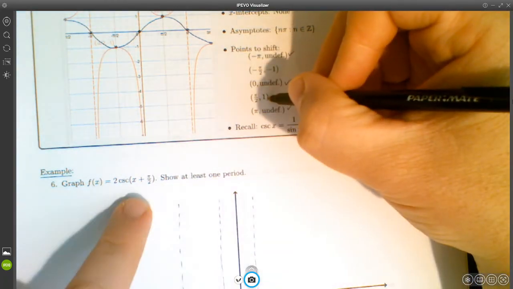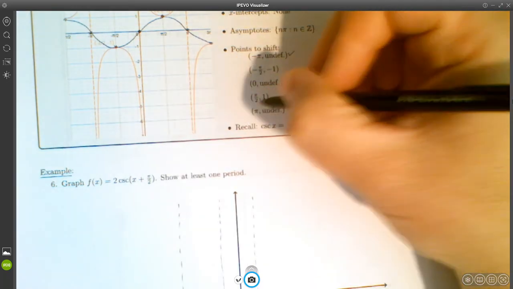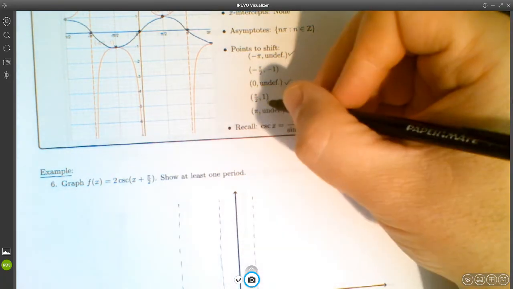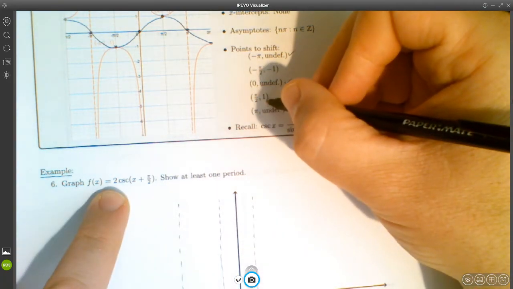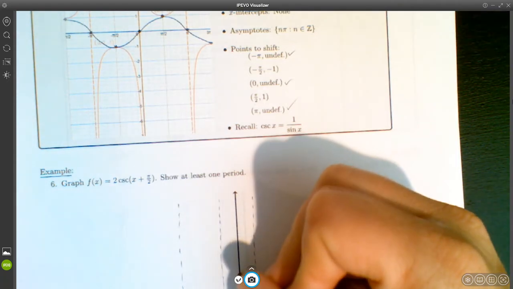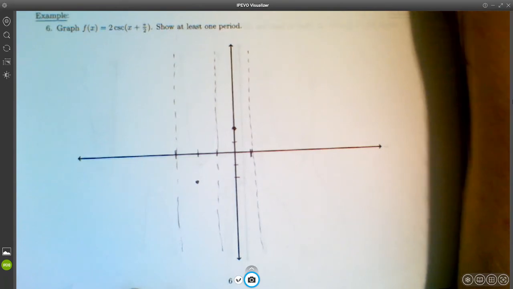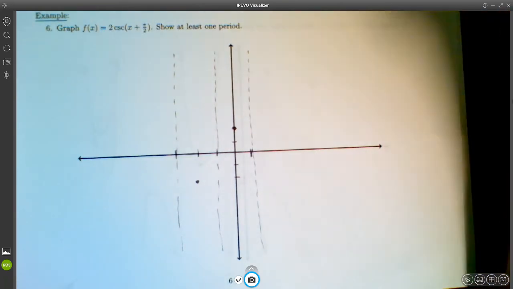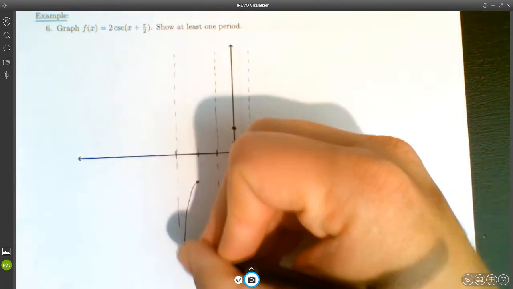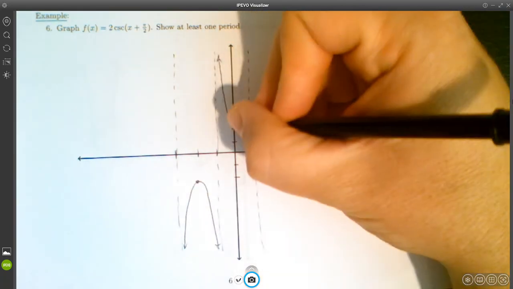This point, I'm going to subtract pi over 2. Pi over 2 minus pi over 2 is 0. And then I'm going to multiply the y coordinate by 2. 1 times 2 is 2. Okay, so this is the scenario that I end up with, and so it becomes pretty clear that the graph should look something like that.